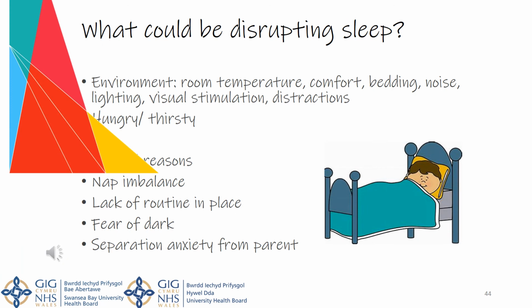So what could be disrupting sleep at home? The environment. So room temperature, comfort, bedding, noise, lighting, visual stimulation or distractions within the child's bedroom. The child might be hungry or thirsty going to bed, which then in turn keeps them awake. They may be experiencing some pain or discomfort. There may be medical reasons behind their sleep deficiency. There might be a nap imbalance, a lack of routine in place, fear of the dark, or separation anxiety from a parent.